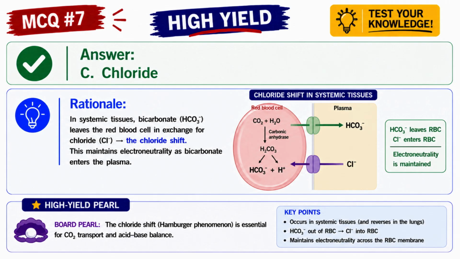Bicarbonate re-enters the red cell from the plasma. Chloride exits. Bicarbonate is reconverted to CO₂ via carbonic anhydrase, running in reverse. CO₂ diffuses into the alveolus and is exhaled. The chloride shift at the tissues loads CO₂. The reverse chloride shift at the lungs unloads CO₂. Bicarbonate out, chloride in. At the tissues, every time.